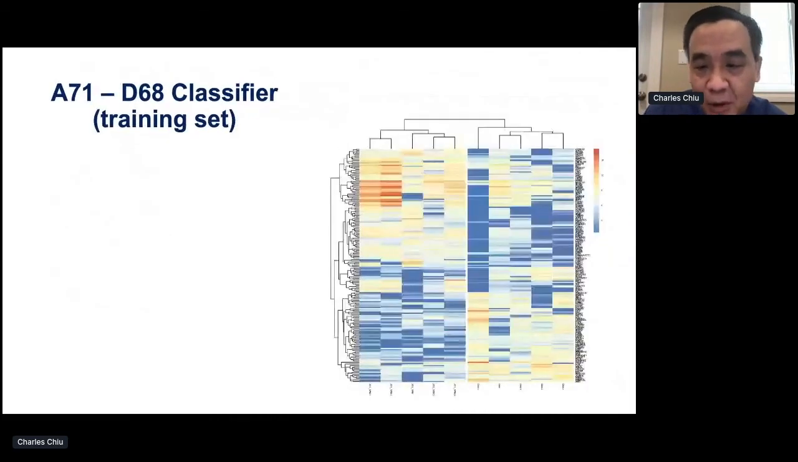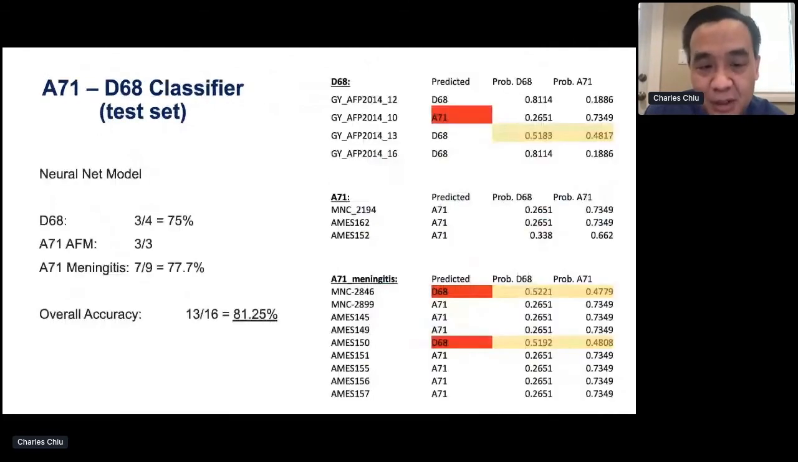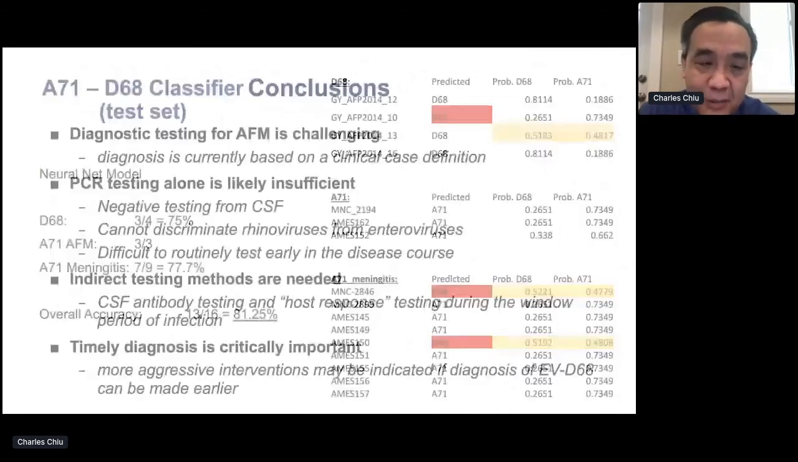I'll be going very quickly through these slides, but in short, we've developed a classifier that is still very preliminary, but has what appears to be about 80% accuracy in identifying patients who may have D68 versus A71 associated AFM. This is directly from spinal fluid without having to identify the virus in either spinal fluid or in respiratory secretions. So I want to end with four conclusions.